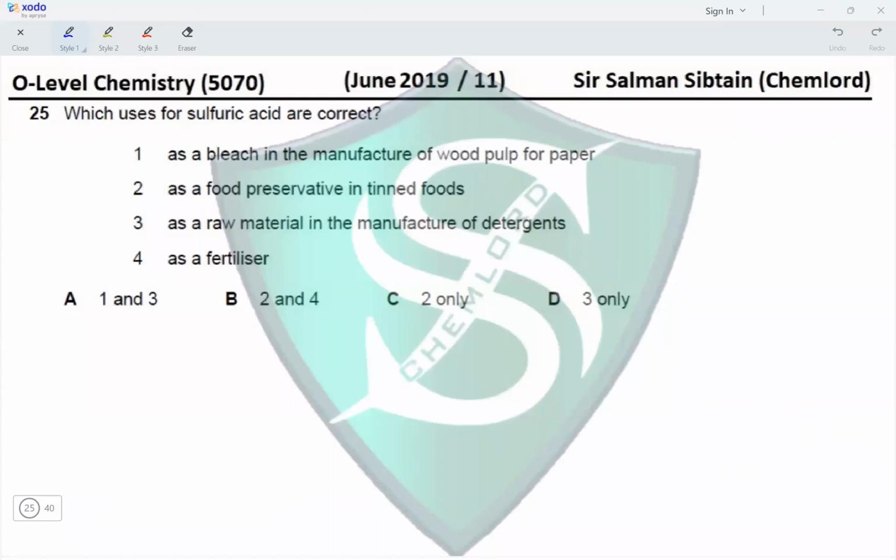Question 25. Which uses of sulfuric acid are correct? As a bleach in the manufacture of wood pulp for paper? No. Chlorine is used in bleaching wood pulp. As food preservative in tinned foods, that is the role of SO2. As a raw material in the manufacture of detergents, this is where sulfuric acid comes in.